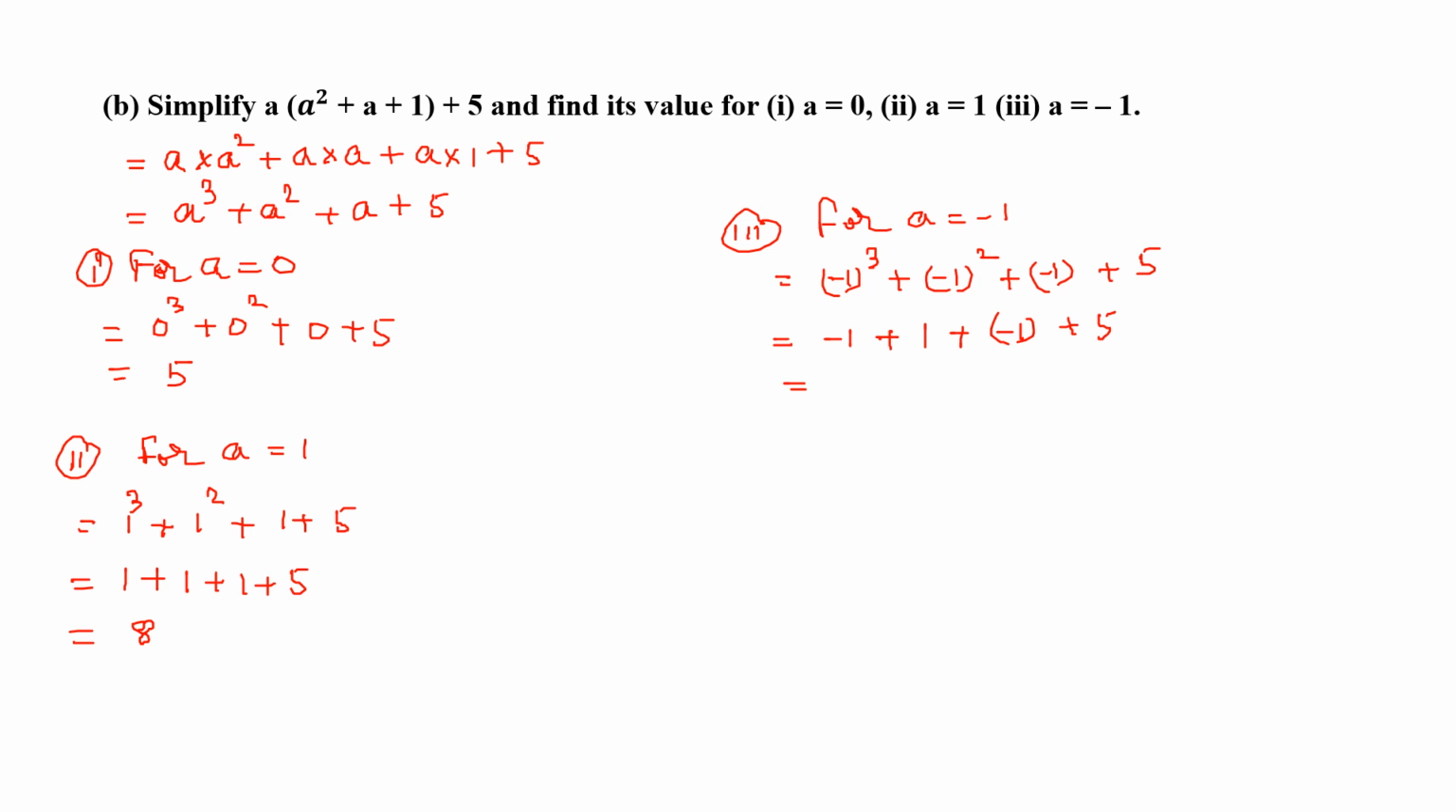Now here -1 and +1 will become 0 because both are additive inverses of each other. Now -1 plus 5 will give me 4 as the answer. So this is your question number 4.